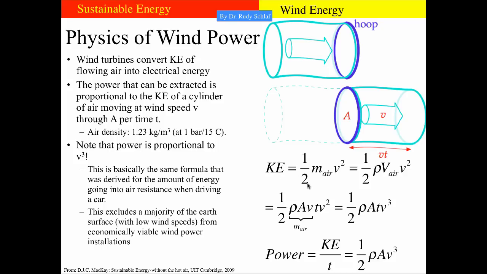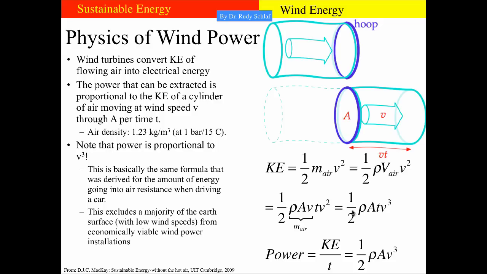So the energy is just 1/2 times the mass of the air times the velocity of the air squared. And we can replace the mass of the air by density of the air times the volume of the air. So this gives us the energy in a certain volume of air. Now we can express this volume as the cylinder with the cross section A, and the length of the cylinder per time unit is just the velocity of the air times the time that we're measuring. With this we can rewrite this formula and express the volume of the air by multiplying the cross section times the velocity times the time. So we end up at 1/2 times the density times the area times the time times velocity cubed.